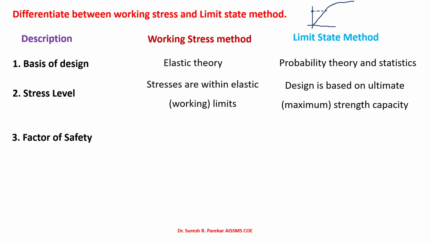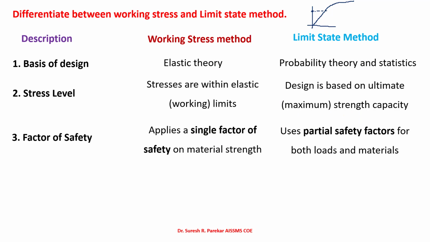Then we have factor of safety. In working stress we use a single factor of safety, that is for materials only. We do not use a factor of safety for loads, whereas on material strength I mentioned it. And then in limit state method we are using partial safety factors for loads and materials, and therefore we mention it as partial safety factors because it is applied partially, for both materials and loads.